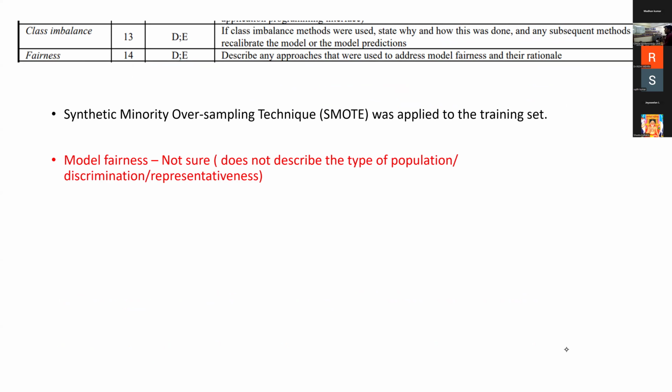Now next is class imbalance. If class imbalance methods were used, state why and how this was done. They have mentioned that they have used a technique called the synthetic minority oversampling technique. What class imbalance would mean is, in this condition they have looked at patients with septic shock. When you develop a model, you look at the outcome which you actually want, and then you want to see how many people the outcome would happen in and how the model can predict that outcome.